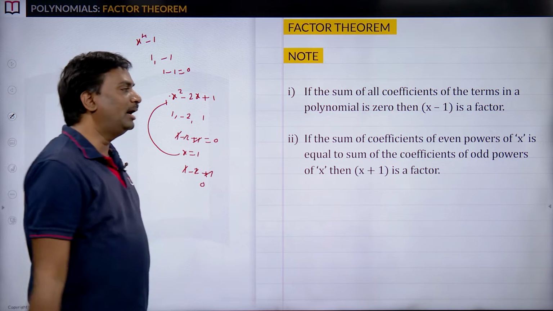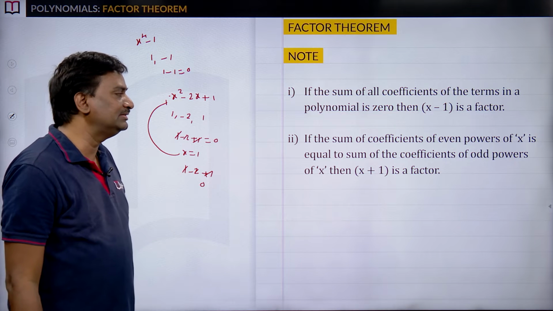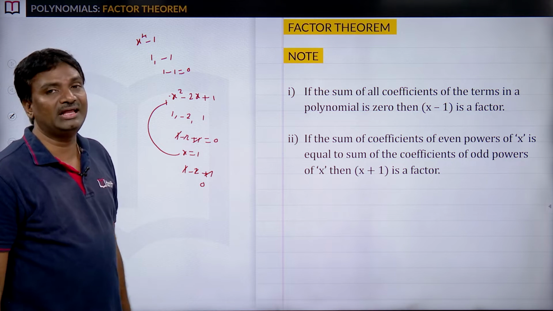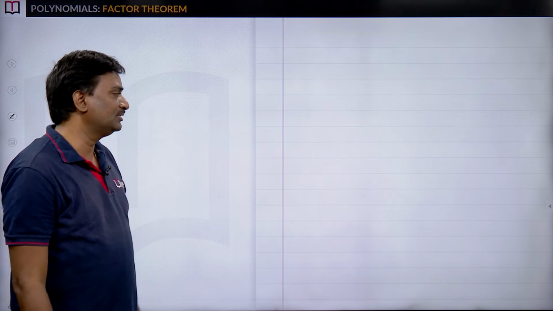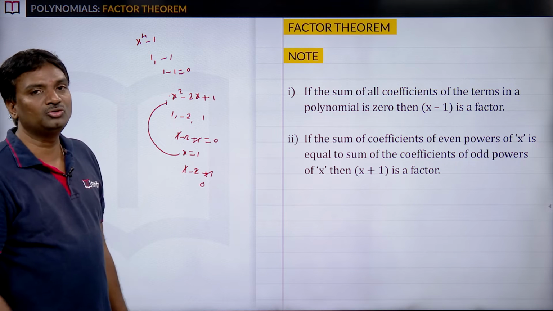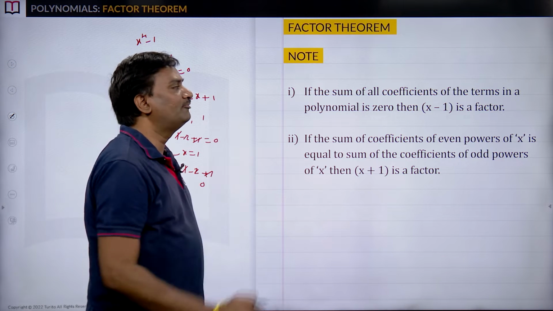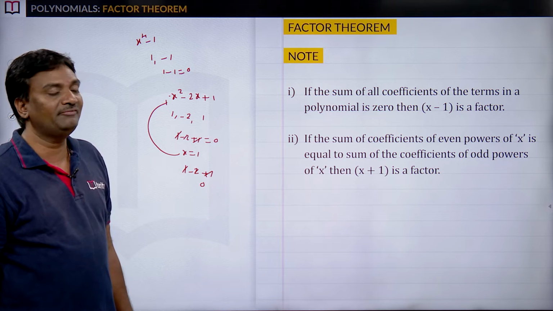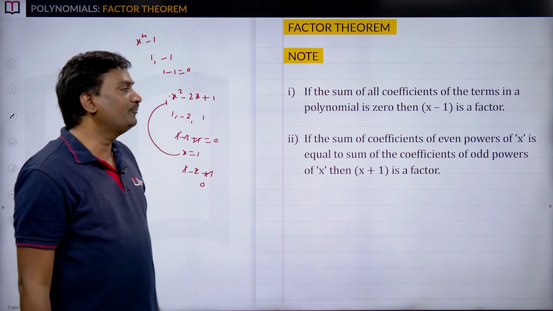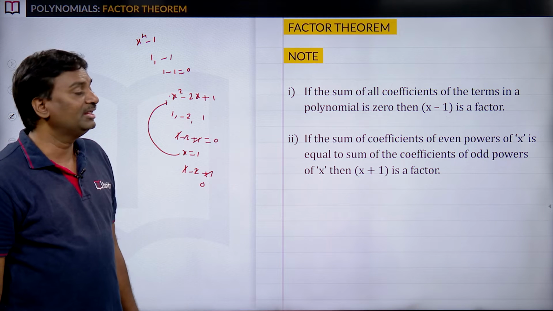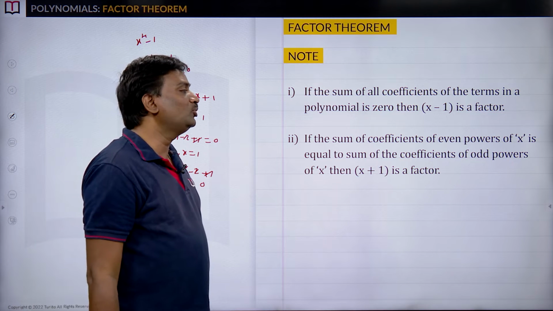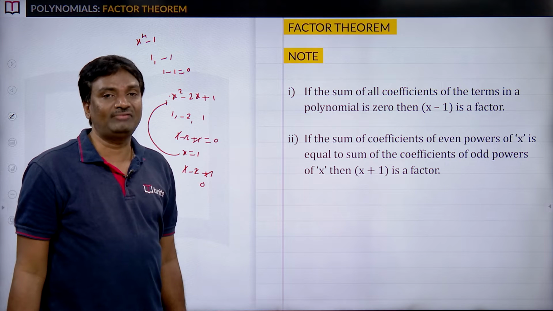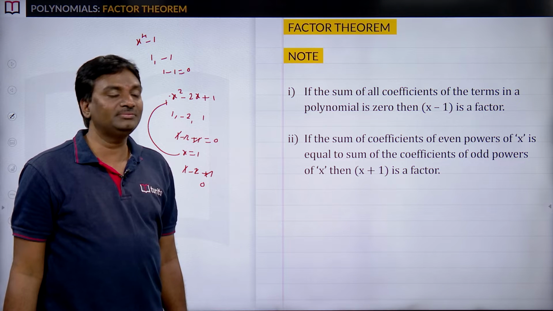So, if the sum of coefficients of even powers of x is equal to the sum of the coefficients of odd powers of x, then x plus 1 is a factor. Okay. So, you can remember these 2 points. If the sum of all coefficients of the terms in a polynomial is 0, then x minus 1 is a factor. If the sum of coefficients of even powers of x is equal to the sum of the coefficients of odd powers of x, then x plus 1 is a factor. Okay.